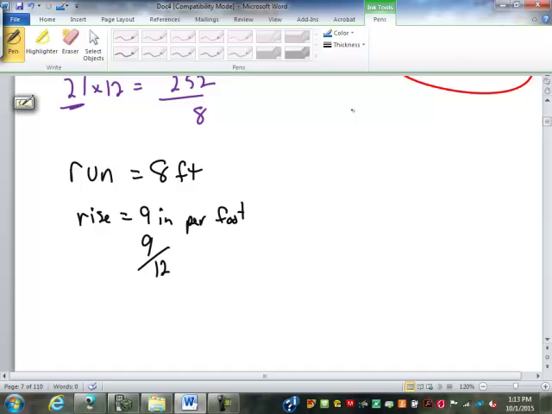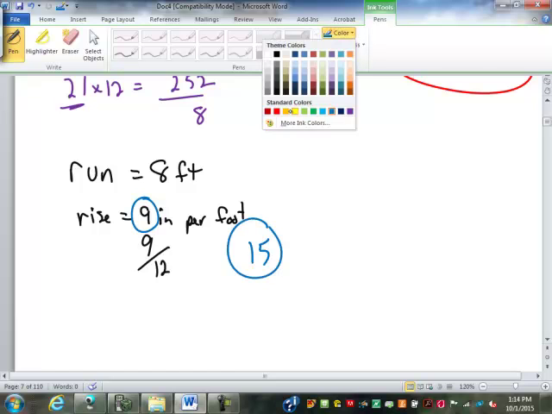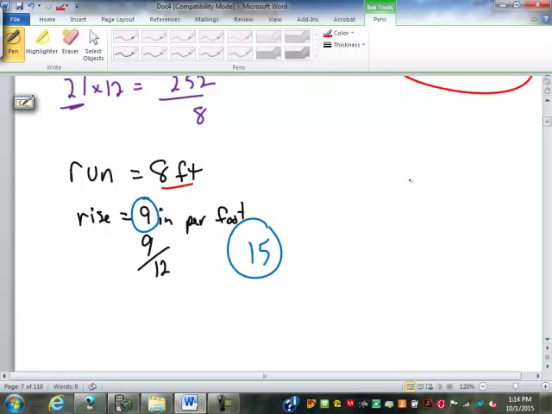So on the square, what number are we going to look under? The 9. The rise, the slope is a 9/12. We look under the 9. What's the top number under the 9? 15 is what we find. So what are we going to do with that 15? We're going to multiply it by the run. 15 times 8 is 120.